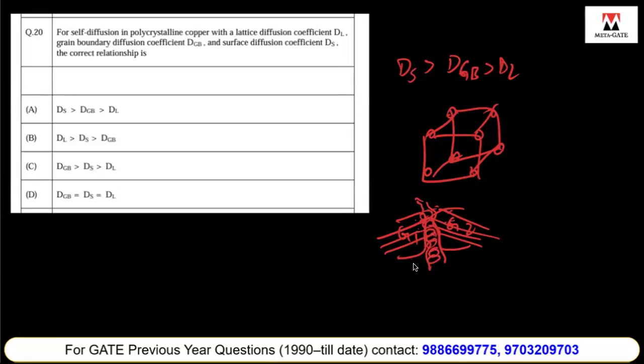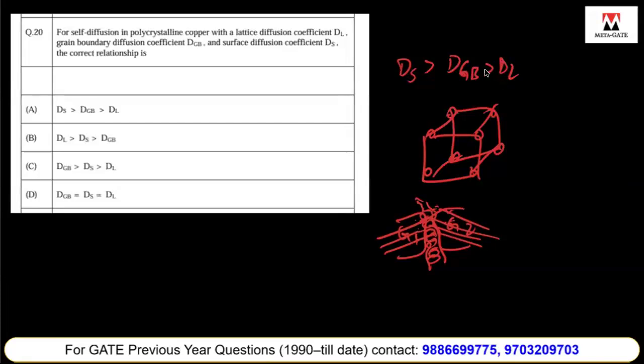And here, the atomic arrangements are completely different compared to the bulk crystal lattice, creating defects and discontinuities. So diffusion along the grain boundaries can be easier compared to bulk diffusion because they have more spaces to occupy. The presence of these defects provides more accessible diffusion paths for atoms. As a result, grain boundary diffusion in polycrystalline copper is faster than lattice diffusion.